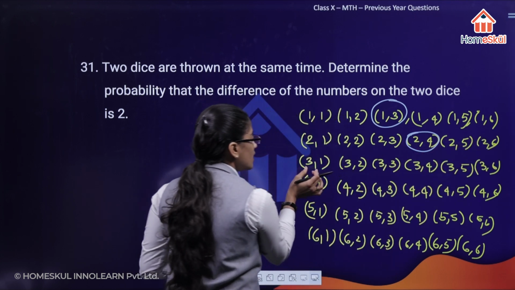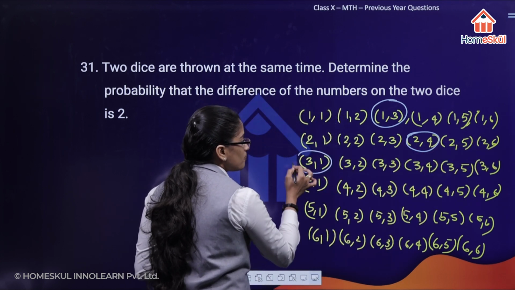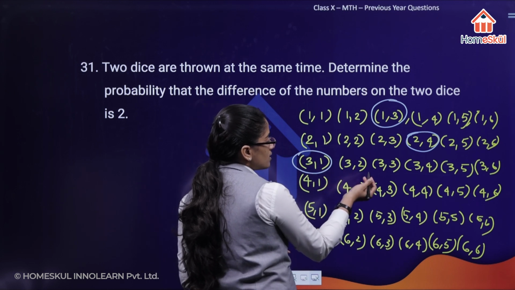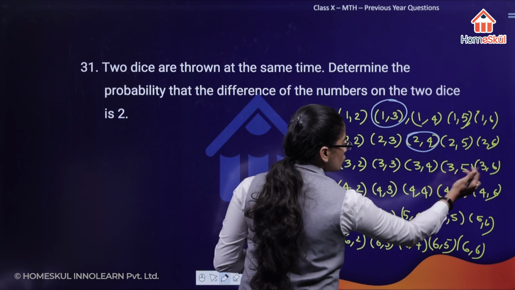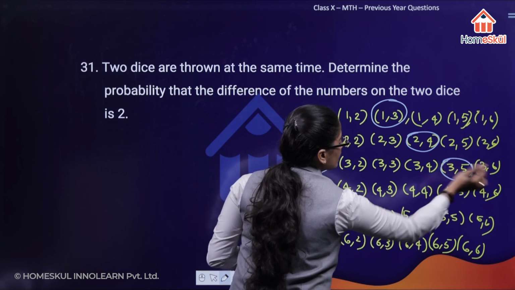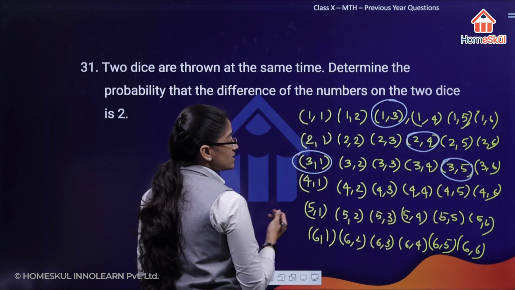2, 6 difference is 4. 3, 1 the difference is 2. Then 3, 2 it is 1. 3, 3, 0. 3, 4, 1. Here difference is 2. 3, 5 the difference is 2. And 3, 6 the difference is 3.